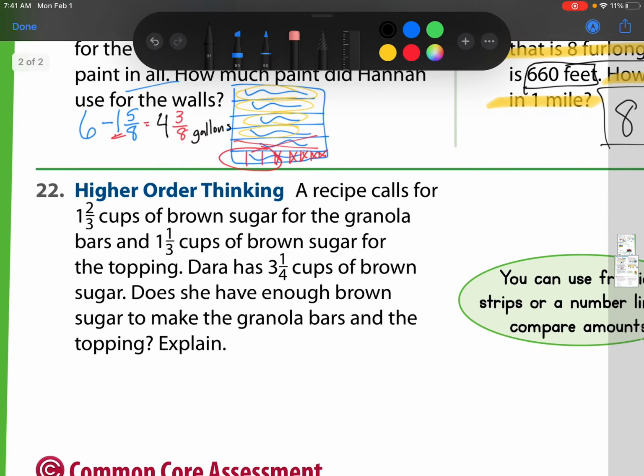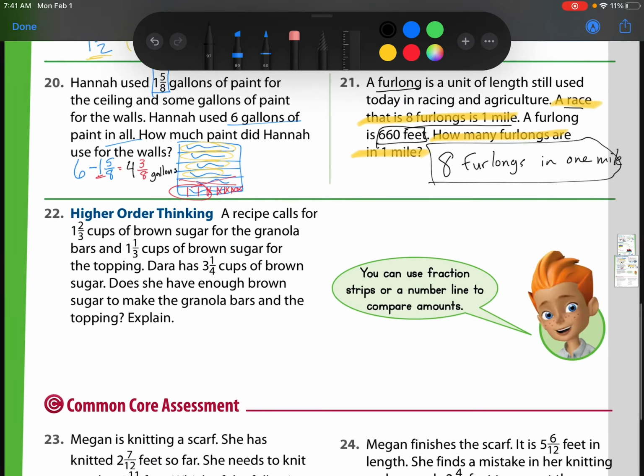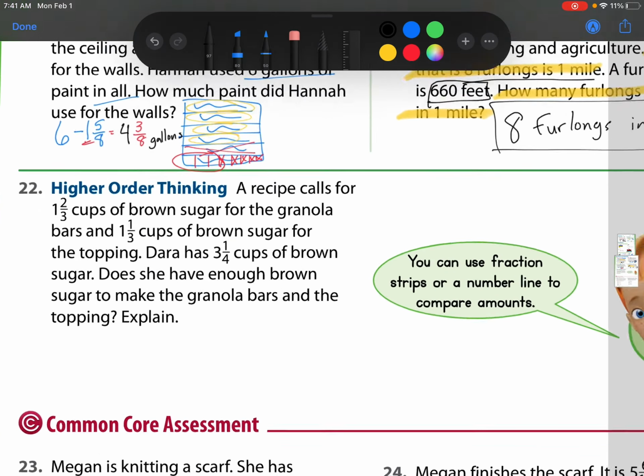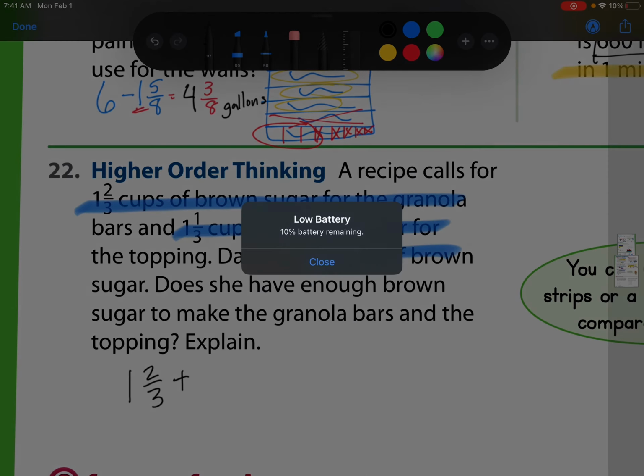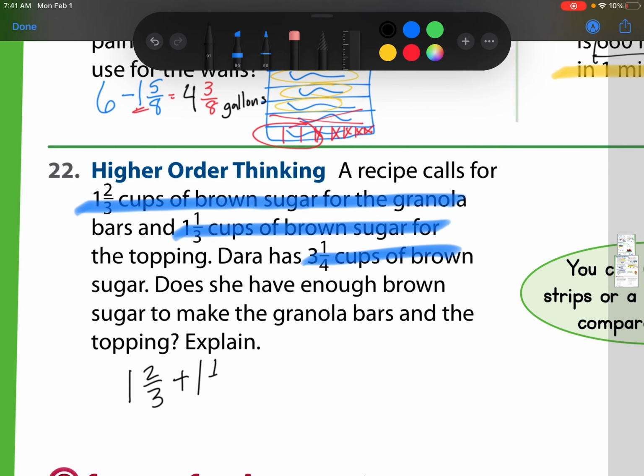Number 22. A recipe calls for 1 2/3 cups of brown sugar for granola bars and 1 3/4 cups of brown sugar for the topping. So apparently lots of sugar. Dara has 3 1/4 cups of brown sugar. Does she have enough to make the granola bars and the topping? Explain. Well, let's see how much total she needs. She needs 1 2/3, and she also needs 1 1/3.